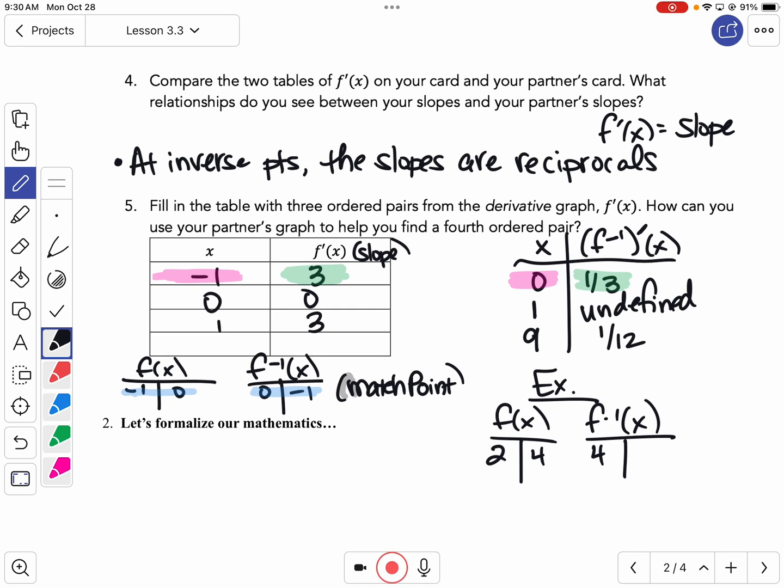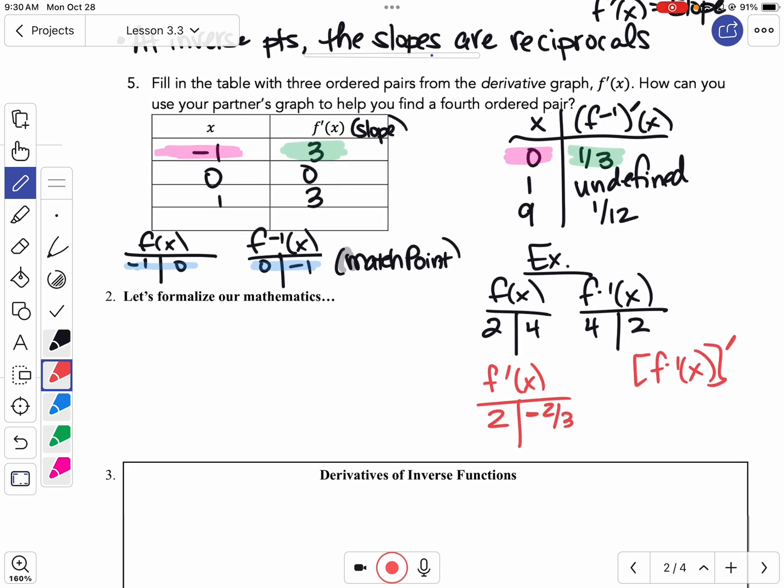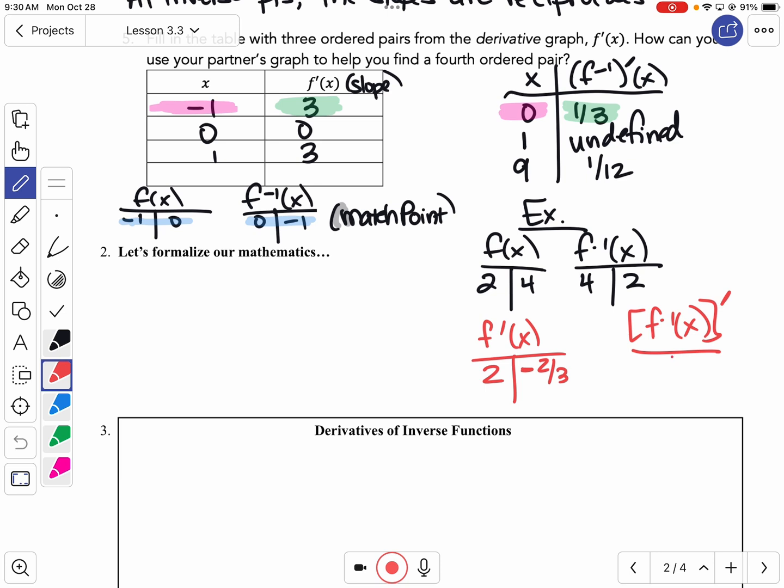(4, 2). Okay, and so if I know f prime, or the slope at 2, is negative 2/3, let's think about what my f inverse prime slope is going to be. What would my x coordinate be for that inverse point?